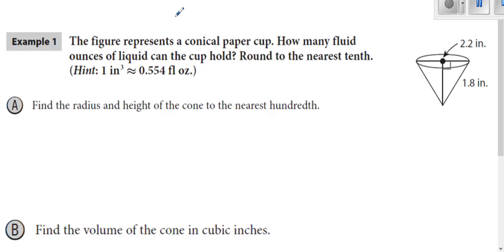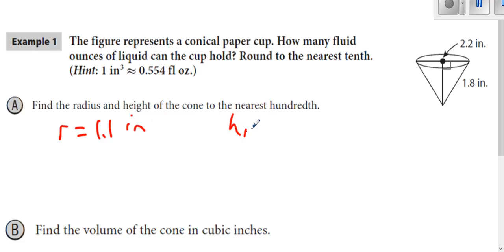So here's a conical paper cup. Find the volume and then figure out how much water it holds, how many fluid ounces. So we're going to find the radius and the height of the cone. So the radius, we're told, shown right here that the diameter all the way across is 2.2. So that means the radius is 1.1.